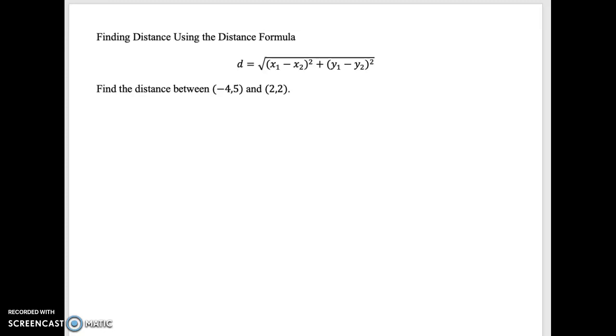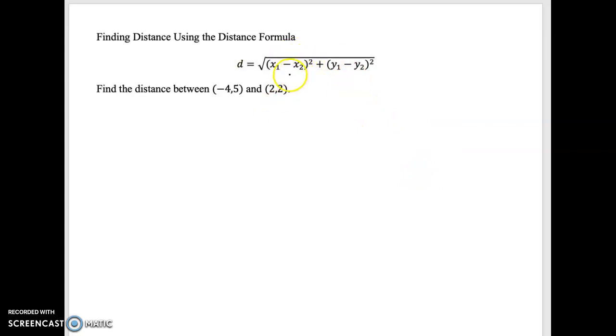Today we are going to be looking at finding the distance using the distance formula. This is where you're given 2 points. Maybe you're given the coordinates like we are here, -4, 5, and 2, 2. Maybe you're given a line and you have to identify the points. Either way, you're going to be using the distance formula, which is this formula right up here.